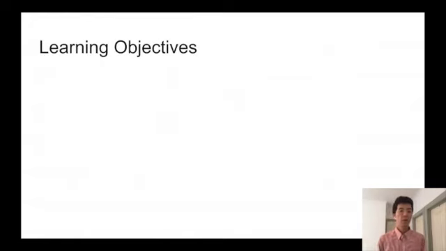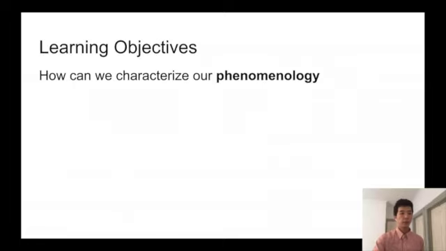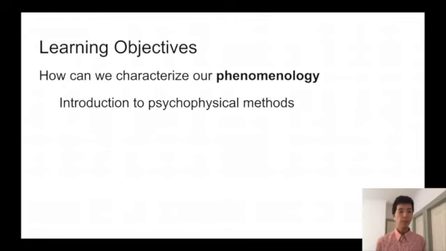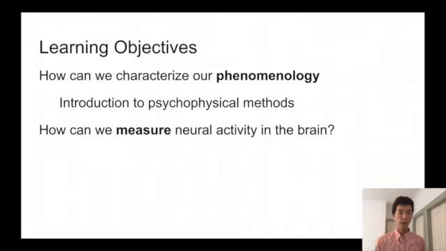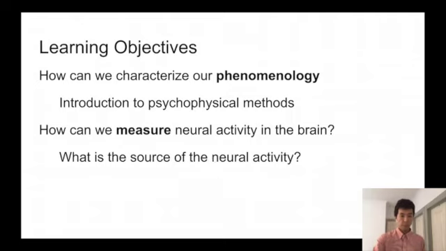Okay, so the learning objectives of this week: first, how can we characterize our phenomenology, to understand the methodological component. And for that matter, I will introduce psychophysical methods to understand phenomenology. The second component is to understand how we can measure the neural activity in the brain. And you will learn what is the source of the neural activity.